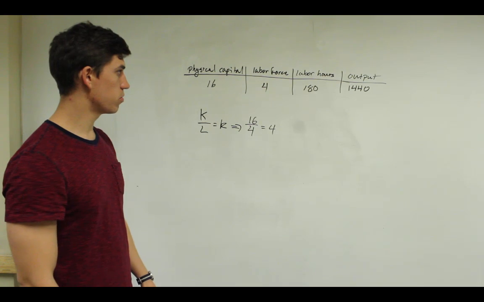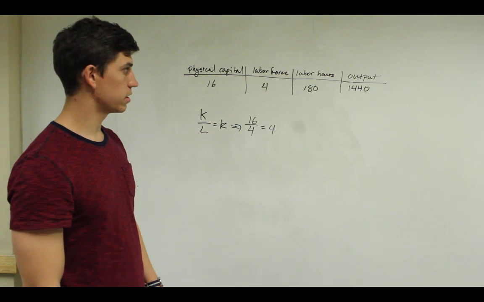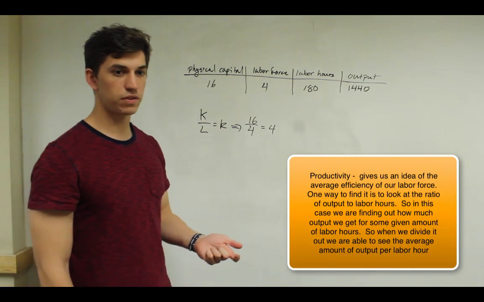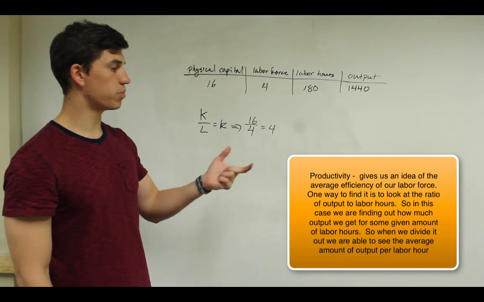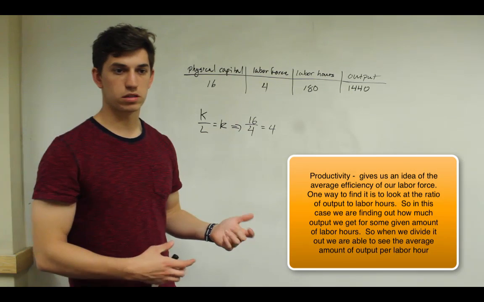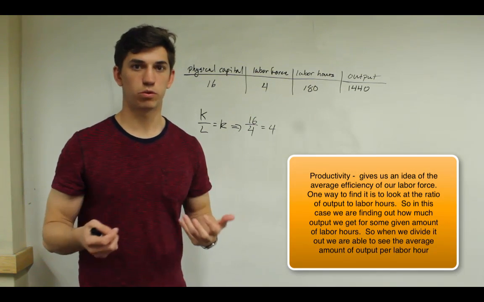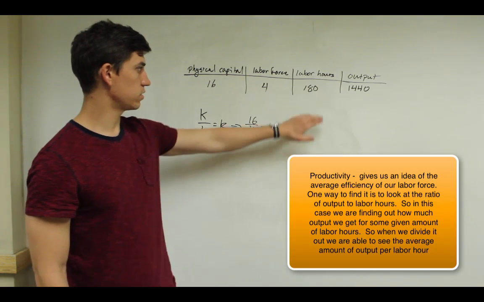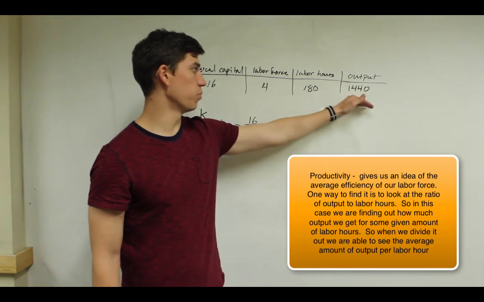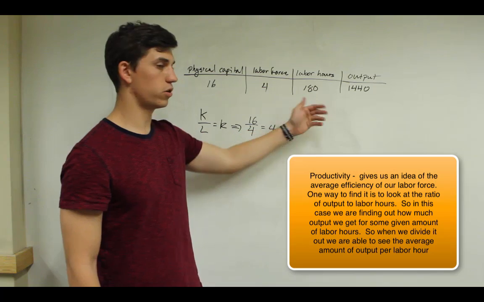The second variable that's of interest to us is productivity. So we say productivity is essentially how much output do we get for given amounts of input, right? And that's how productive we're being, essentially. So the input that we're interested in this case is labor hours, right? And how much output do we get per labor hour?